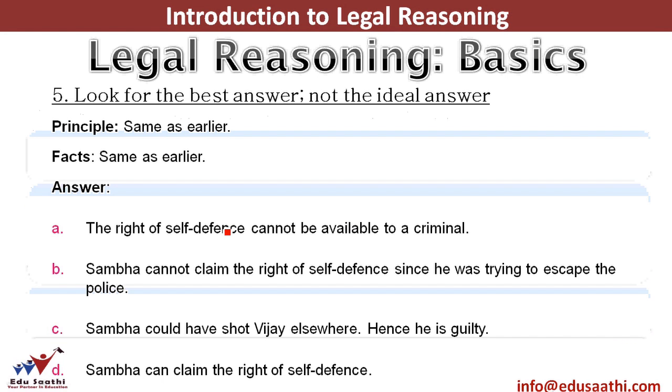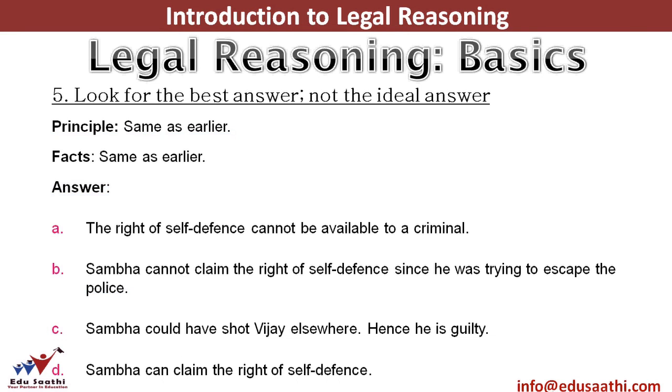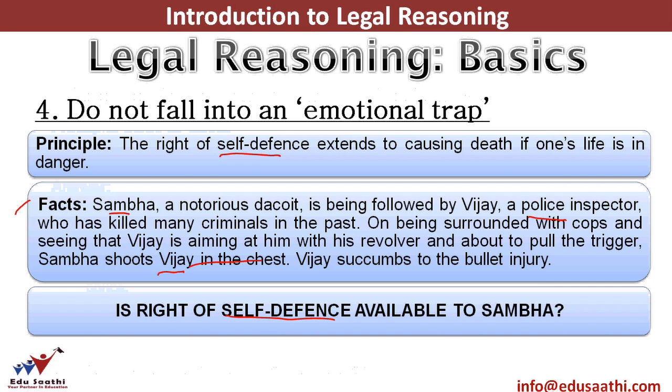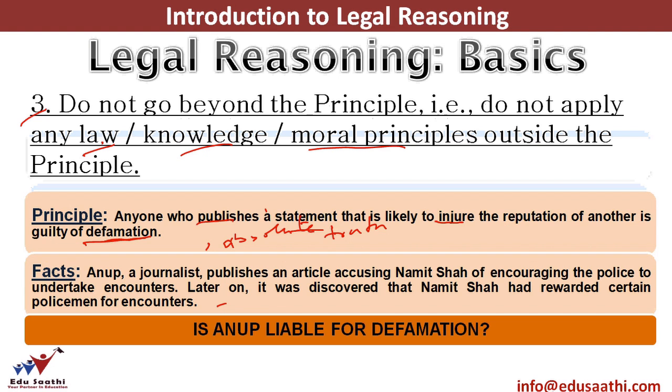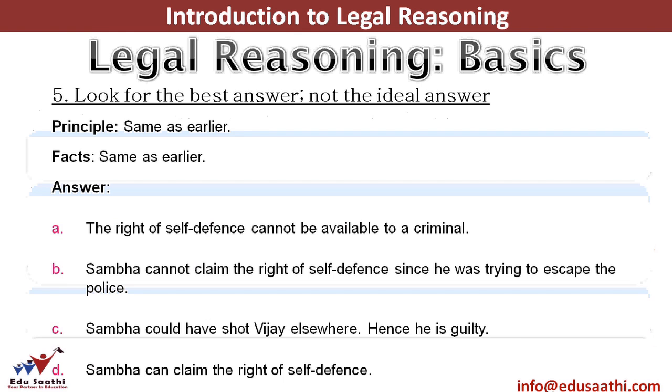Last principle is, for solving the legal aptitude section, you must look out for the best answer, and not the ideal answer. Let's take the similar facts. In the case of self-defense, Samba is a notorious dacoit, followed by Vijay, a police inspector who has killed many criminals in the past. On being surrounded by the cops and seeing Vijay is aiming at him with his revolver and about to pull the trigger, Samba shoots Vijay in the chest. Vijay succumbs to the bullet injury.